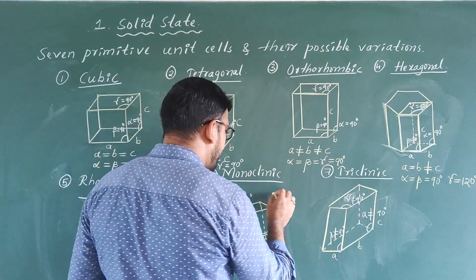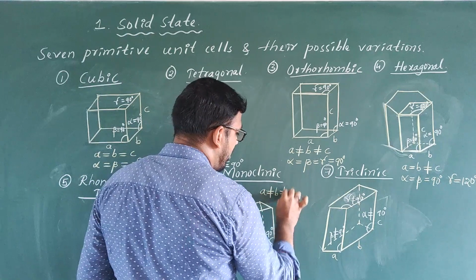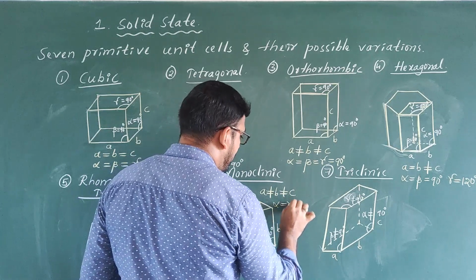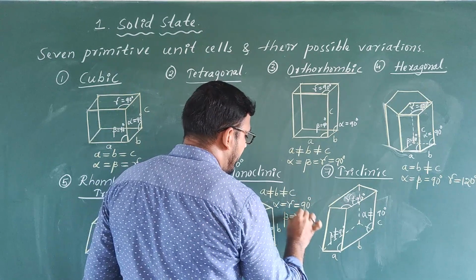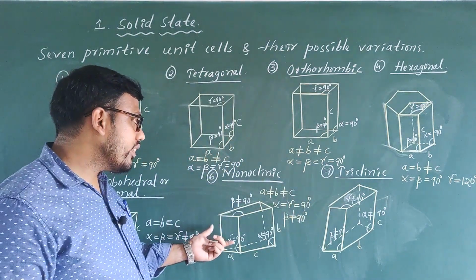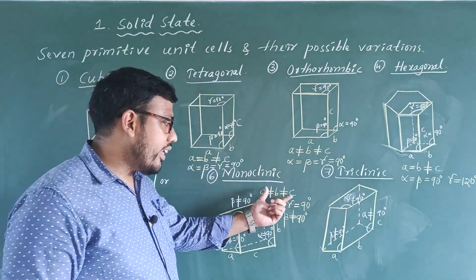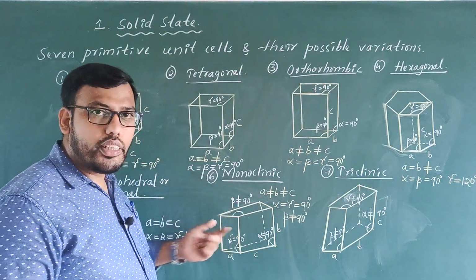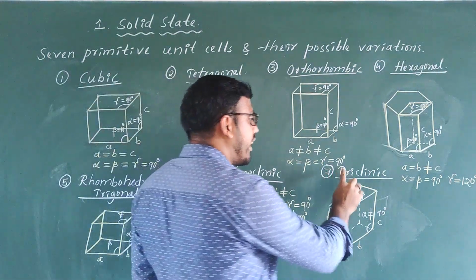So I can write like this. The edge lengths, A is not equal to B is not equal to C, two angles alpha and gamma, alpha is equal to gamma is equal to 90 degree, but the angle beta is not equal to 90 degree. So these are the arrangements of our monoclinic crystal system. If the edge lengths are like this and the bond angles are like this, then surely the crystal system will be monoclinic. So we have one more crystal system, known as triclinic.